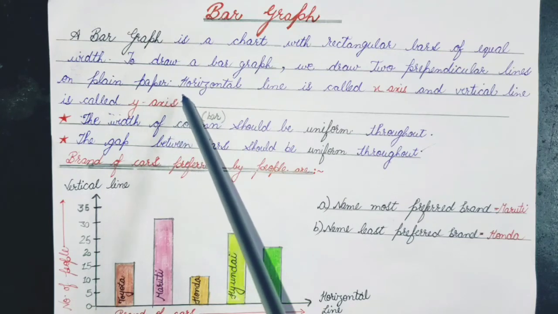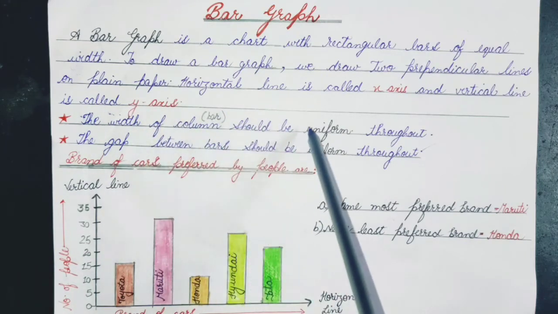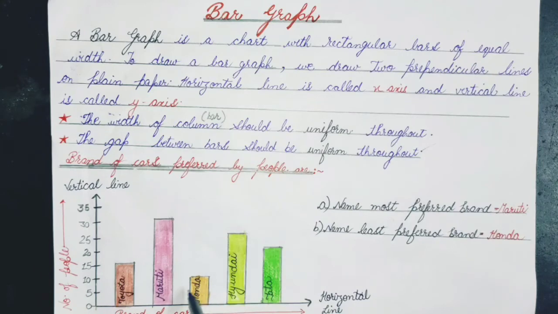When we are drawing a bar graph, we have to remember 2 things. The width of the bar should be uniform throughout, means the breadth of all the rectangular bars should be the same. Second point is, the gap between bars should be uniform throughout. The gap between these rectangular bars, you can observe class, the gap between all these bars is the same. So while drawing the bar graph, we should remember that the gap between the rectangular bars should always be the same.